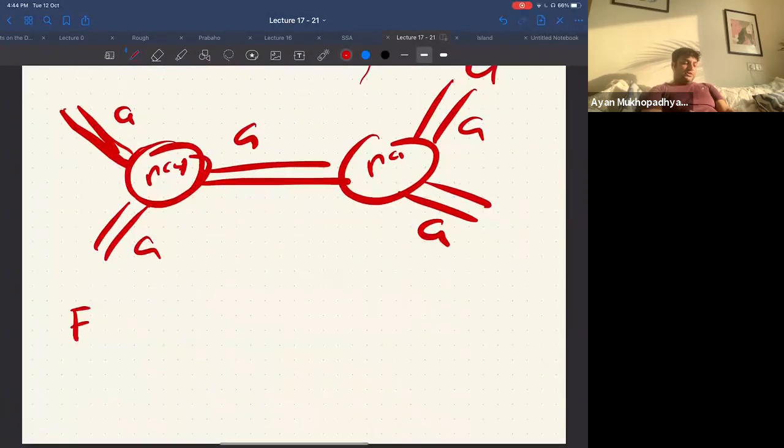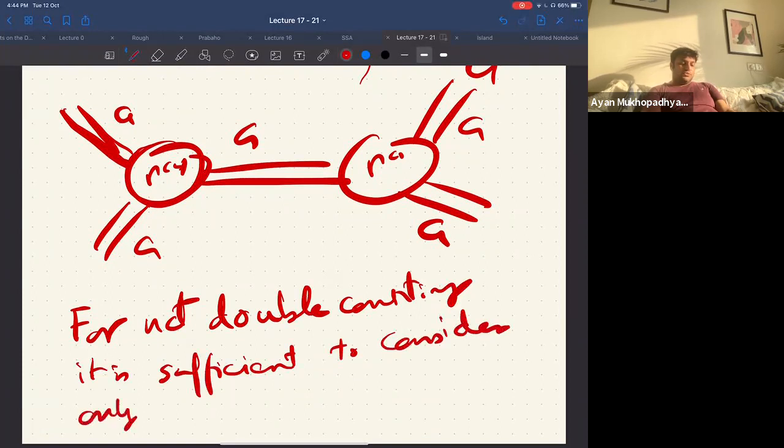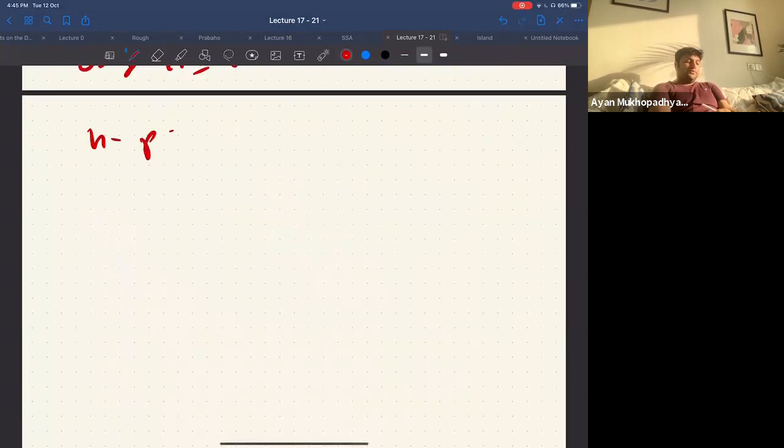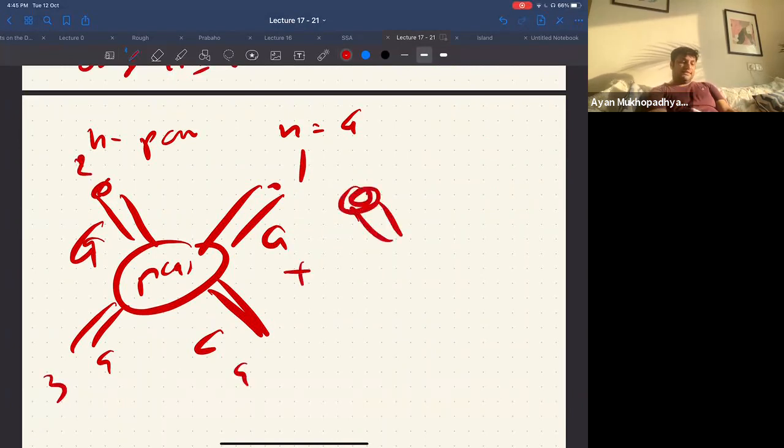So to avoid double counting or multiple counting, it is sufficient to consider only 1 PI vertices plus exact propagators. And then, of course, if you do that, you will get only a finite number of diagrams. So suppose I'm computing an n-point function, and n is equal to 4, the kind of diagrams I will get is like this, where this is gamma 4, and these are exact propagators coming from 1, 2, 3, 4, plus I can have this, which I just drew.